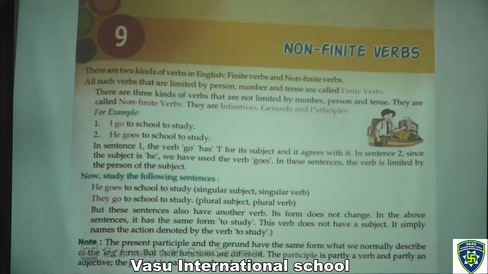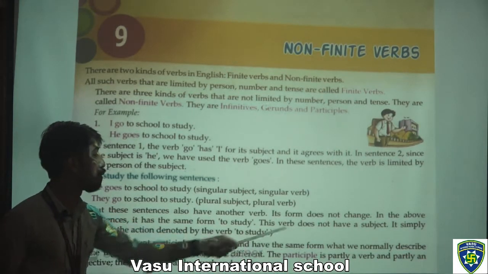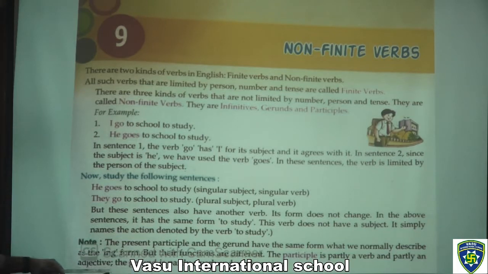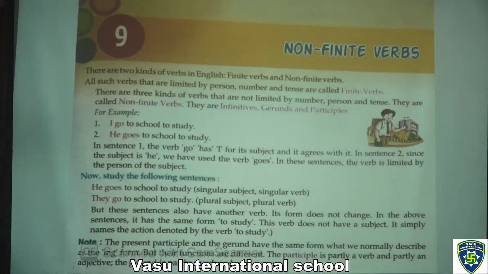Like we have noted here, the present participle and the gerund have the same form, what we normally describe as the ing form, but their functions are different. The participle is partly a verb and partly an adjective. The gerund is partly a verb and partly a noun. Next page.